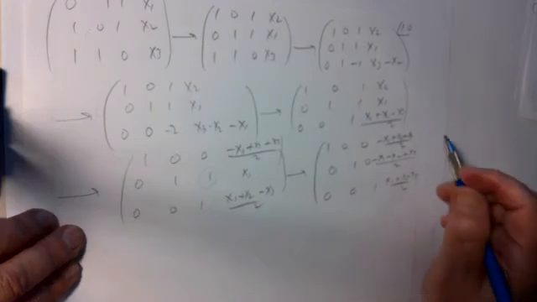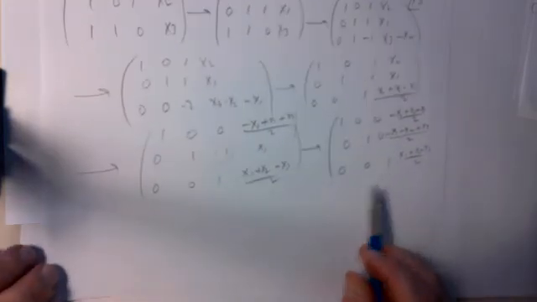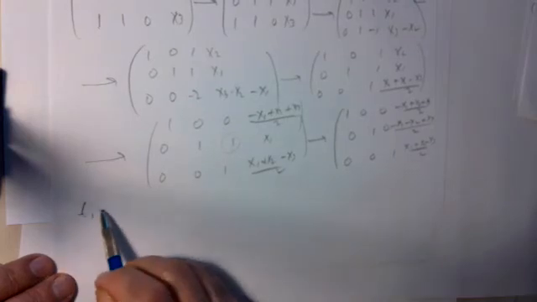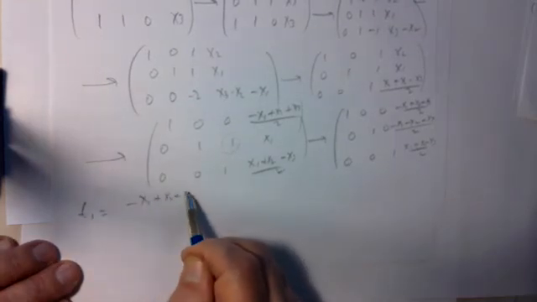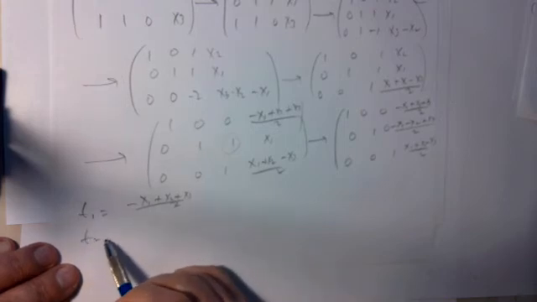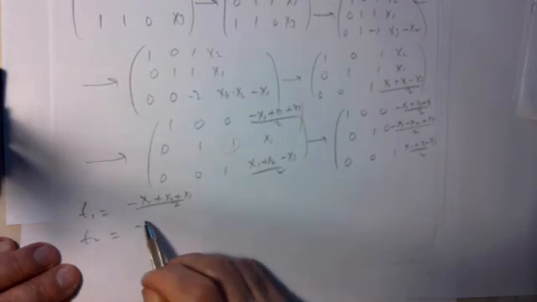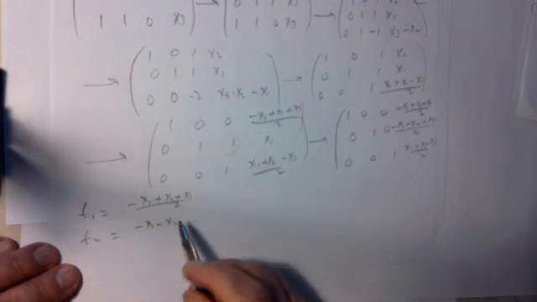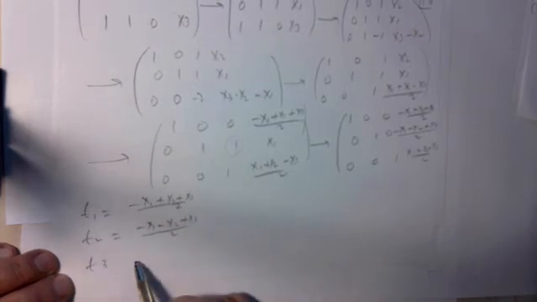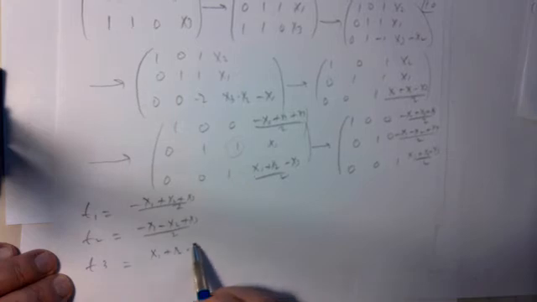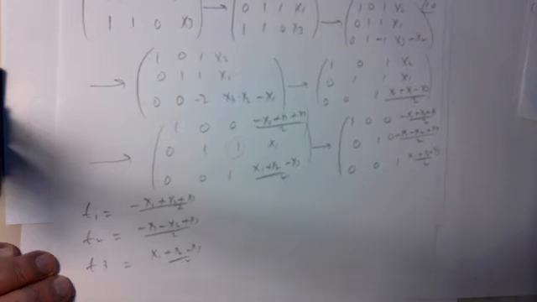plus x3. So this corresponds to the set of equations T1 equals minus x1 plus x2 plus x3 over 2. T2 equals minus x1 minus x2 plus x3 over 2. And T3 equals x1 plus x2 minus x3 over 2.